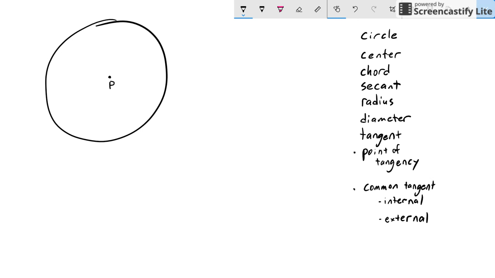When I name a circle, this circle has a center at P. To name a circle, we actually draw a little circle picture followed by the letter of the center. So circle P is the name of this circle. You'll see that sometimes. And the center of this is simply the point, in this case, the point P.